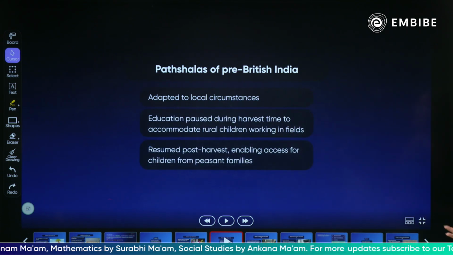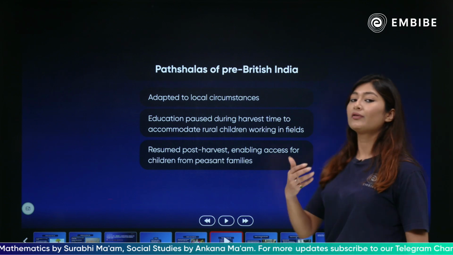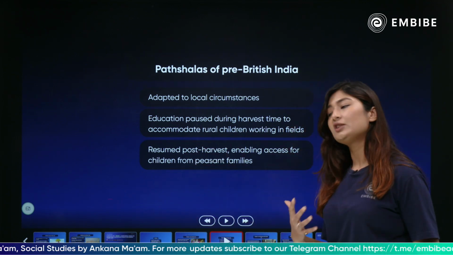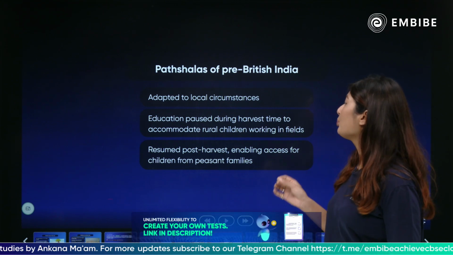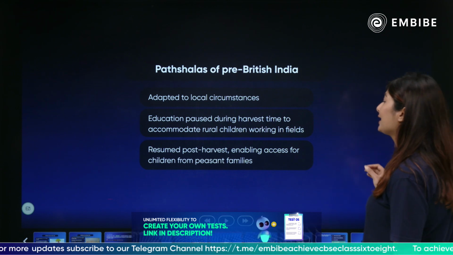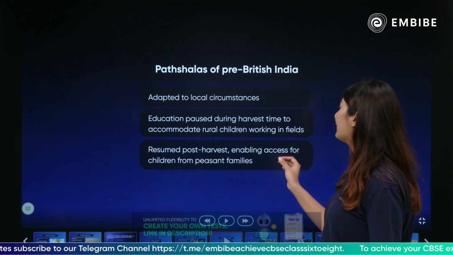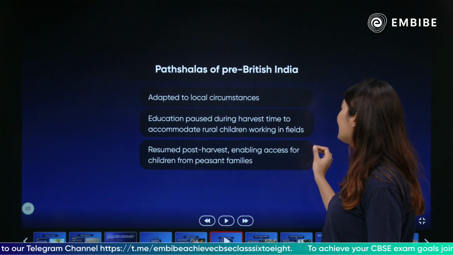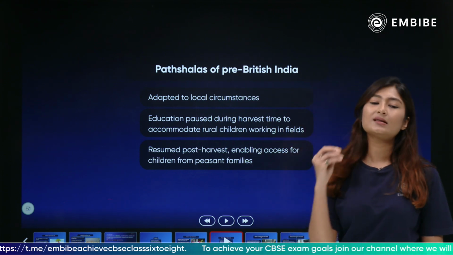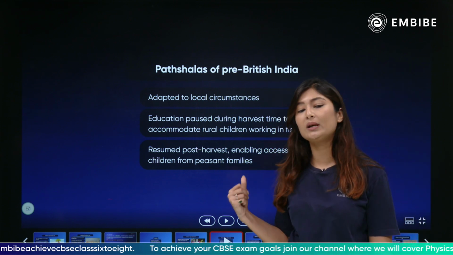Now it adapted to local circumstances. A lot of situations influenced how the schools would be, how the conduction of the teaching would be done. Education paused during harvest time to accommodate rural children working in fields and resumed post-harvest, enabling access for children from peasant families. You can see when we say the system was very flexible, this is what we mean.